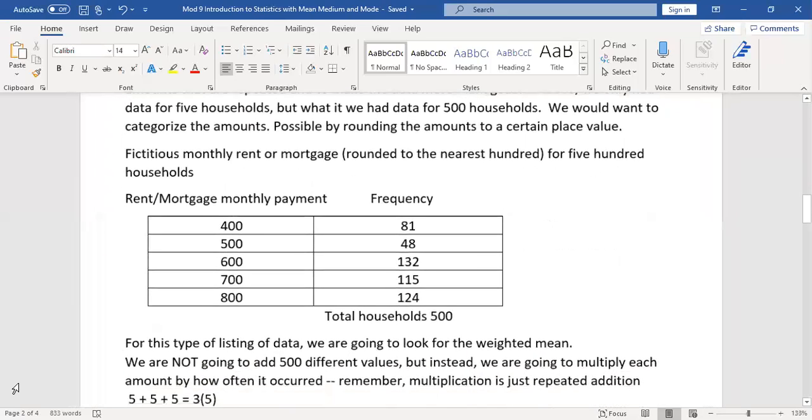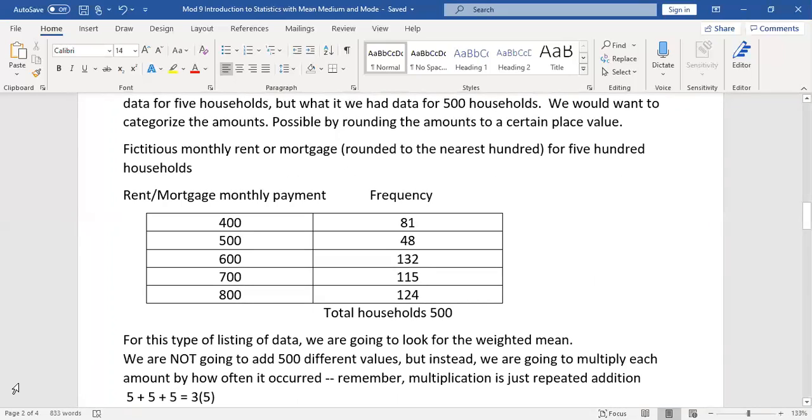My first column represents the amount being paid for their rent or mortgage. My second column is the frequency. How many households have to pay that amount? 81 households have to pay $400 for their rent or mortgage. 48 households pay $500 for their rent or mortgage. 132 households pay $600 for their rent or mortgage. 115 households pay $700, and 124 households pay $800 for their rent or mortgage.